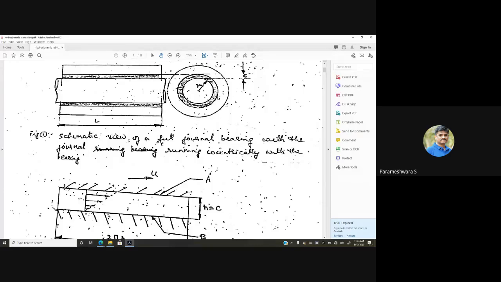However, the load applied on the journal is light enough; light means you can consider less than 1 kilonewton.